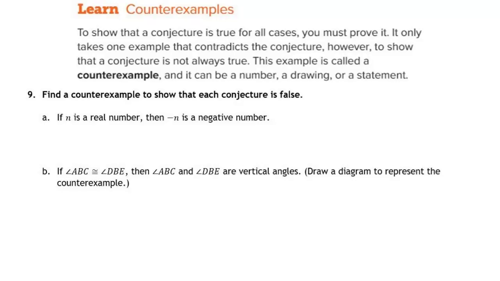We're going to talk about something today called a counterexample. To show that a conjecture is true for all cases, you must prove it, and we will learn how to do that later. It only takes one example that contradicts a conjecture, however, to show that a conjecture is not always true. This example is called a counterexample.